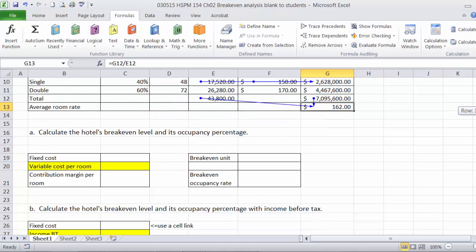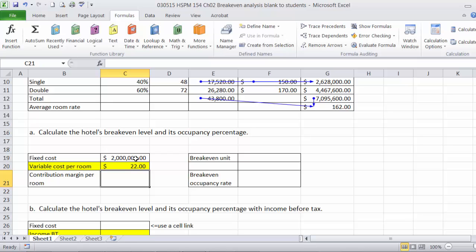All right. Then calculate the hotel's break-even level and its occupancy percentage. So first of all, what's the fixed cost? The fixed cost is $2 million. So we enter $2 million here. And variable cost. All right. Variable cost is $22. Let's use this average room rate price.